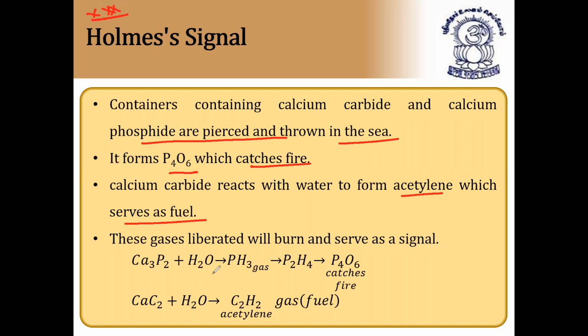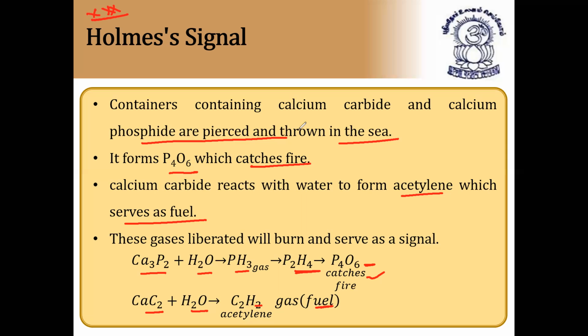When they burn and give a signal, Ca3P2 with H2O gives us PH3 gas, that is phosphine gas. That is calcium phosphide on reaction with water. This we already know in the preparation of phosphine. This phosphine gas changes to P2H4 and further changes to P4O6 so that it catches fire. And the calcium carbide so formed combines with water to form acetylene gas. It is fuel. So that's why it is called Holmes signal.